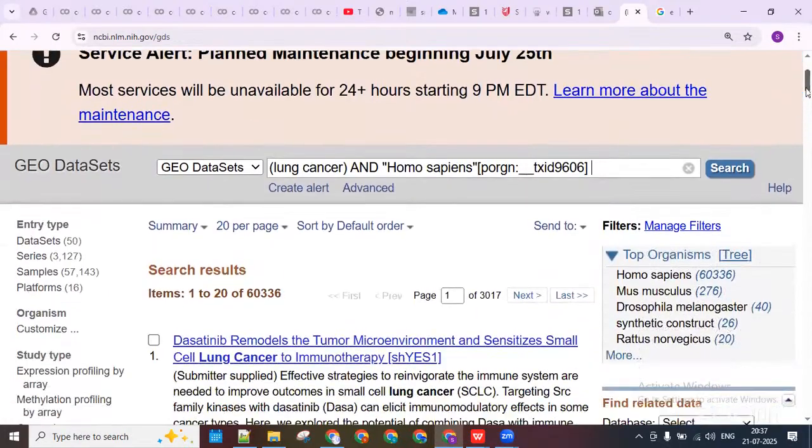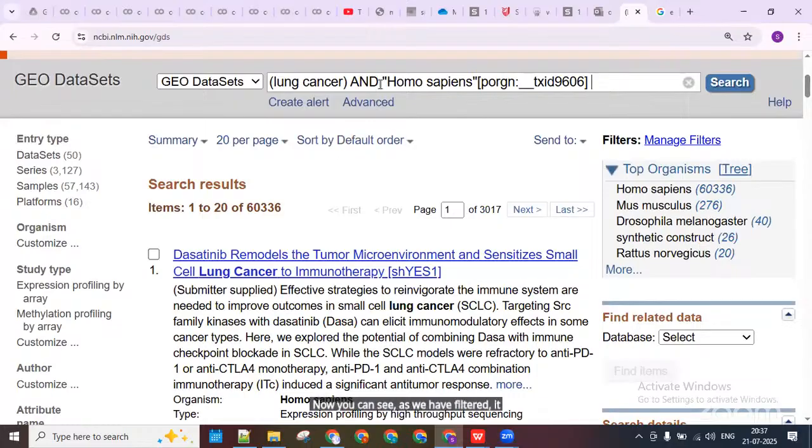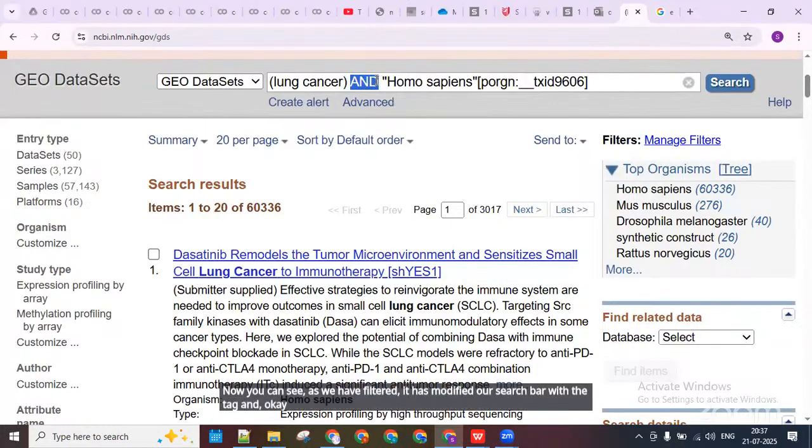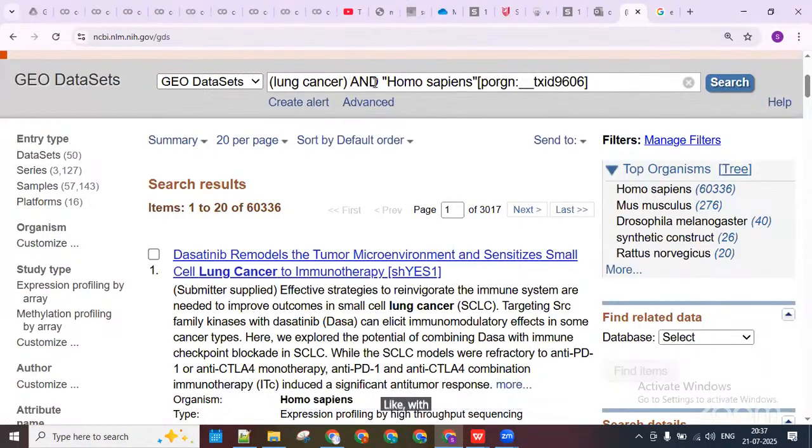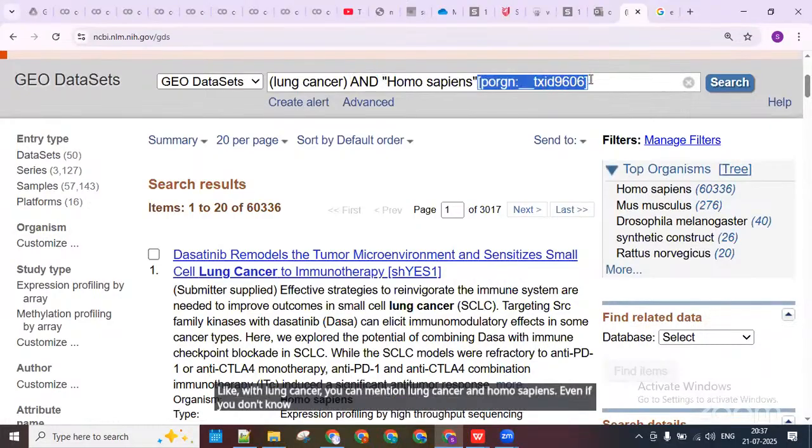Now you can see, as we have filtered, it has modified our search bar with the tag and. You can also manually add this type of tags, like with lung cancer you can mention lung cancer and Homo sapiens. Even if you don't know the taxon ID, which is TXID for the organism, you can directly mention Homo sapiens here.